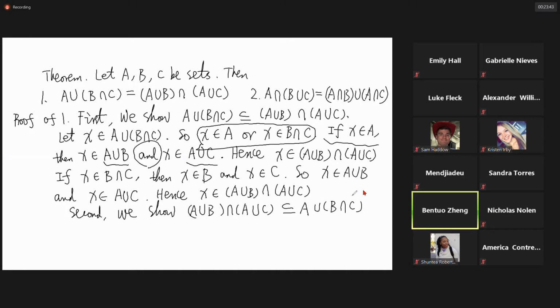Okay, how to prove this? We take any element, so let X be any element in A union B intersect A union C. Again, by definition, X is in the intersection of these two sets. That means X is in A union B and X is in A union C.